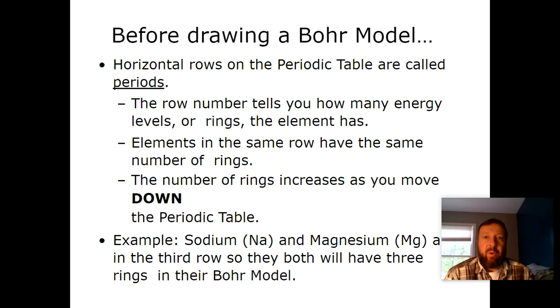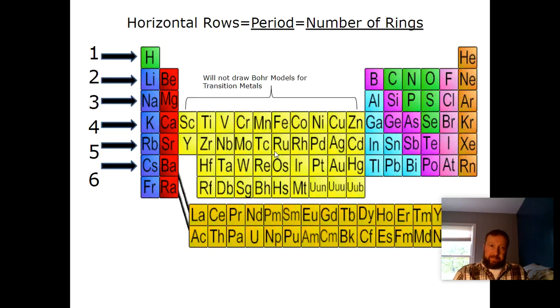All right, looking at the Bohr model, how we're going to draw it, the first thing we want to do is look at the periodic table and figure out that the horizontal rows are called periods. Each row, each period, tells us how many energy levels or rings we're going to build around the nucleus, the orbits, as you look at the Bohr model. The number of rings increases as you move down the periodic table. So, for example, sodium and magnesium are in the third row, so they both have 3 rings in the Bohr model.